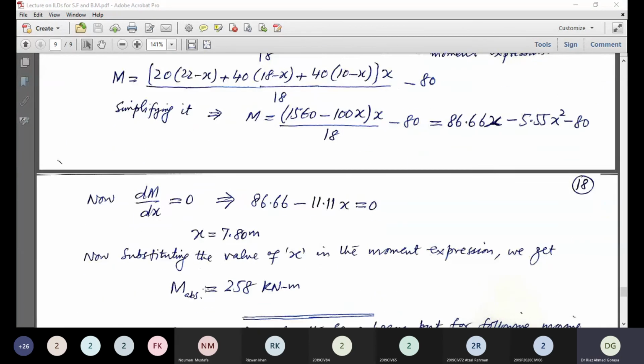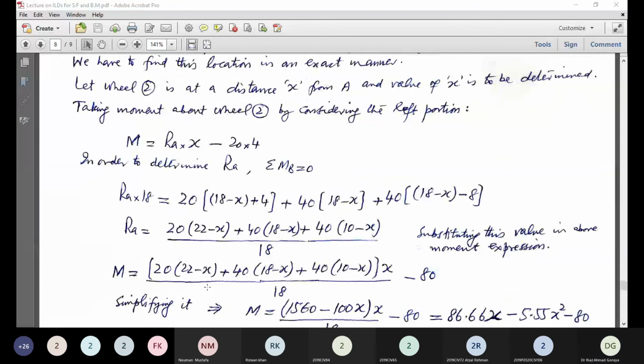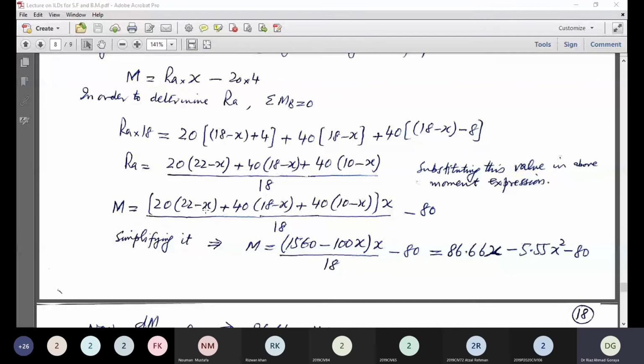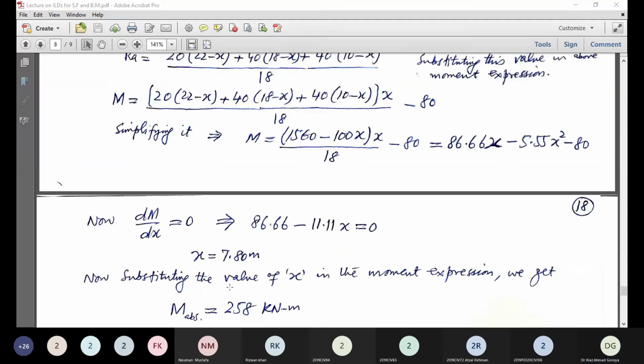Now substituting the value of x in the moment expression, in this one, you have to substitute the value of x. And you will get the value of the absolute maximum bending moment, that is 258 kilonewton meter. Now, any question you have in your mind regarding this problem? Or any confusion?